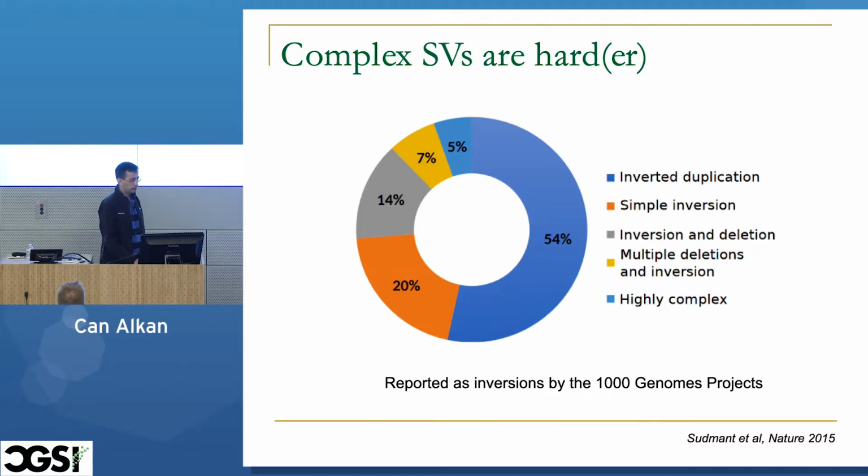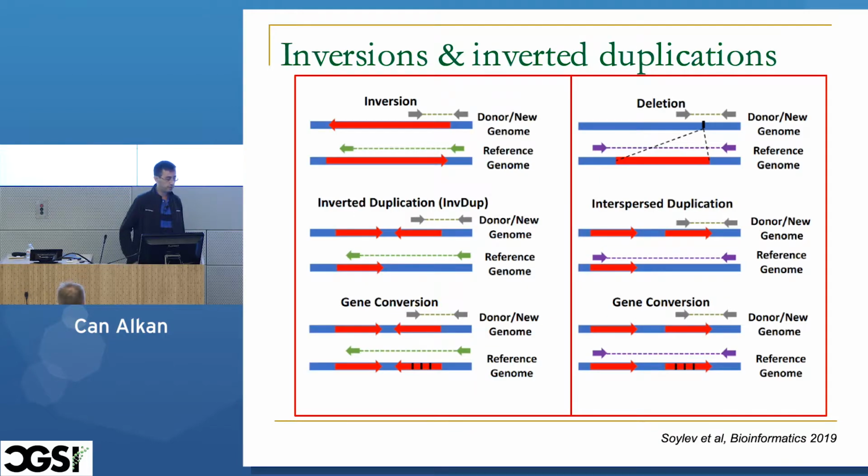So even though you think that you can find inversions, actually only 20% of them are really inversions. The reason is as follows. If you only use the paired-end information, for example, some of those events are going to show you the same kind of sequence signature. For example, on the left-hand side, you can see the inversion and the inverted duplication. If you are sequencing those gray arrows from the genome, and when you map them to the reference genome, it's going to look like those green ones on the top left.